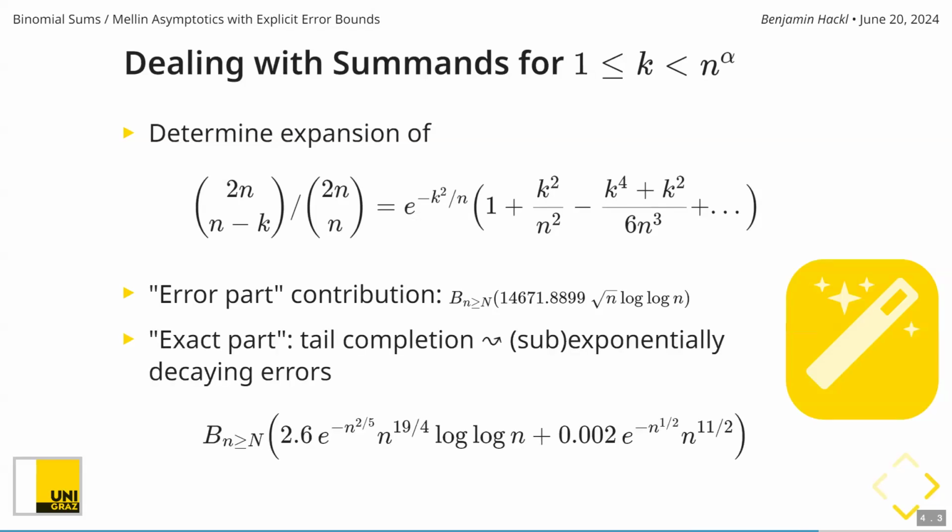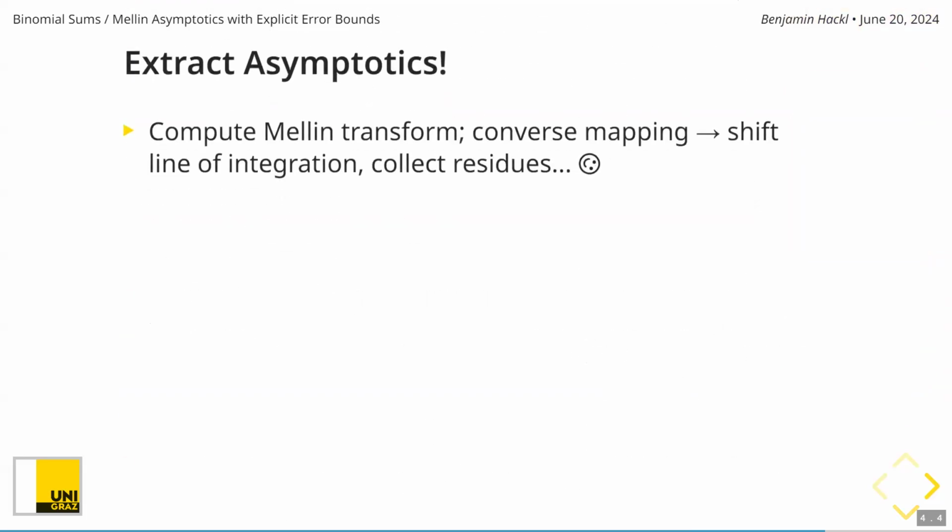The third part, the exact part, we complete the tails for that again. So this is again two summands that contribute sub-exponential decay, which we don't really care about. It's tiny compared to this error here actually. You'll see the combination of all the errors at the end. So that's this part, and then, well, we extract asymptotics.